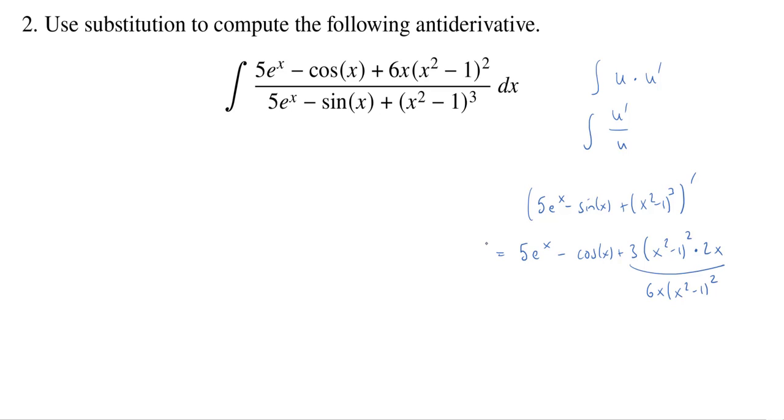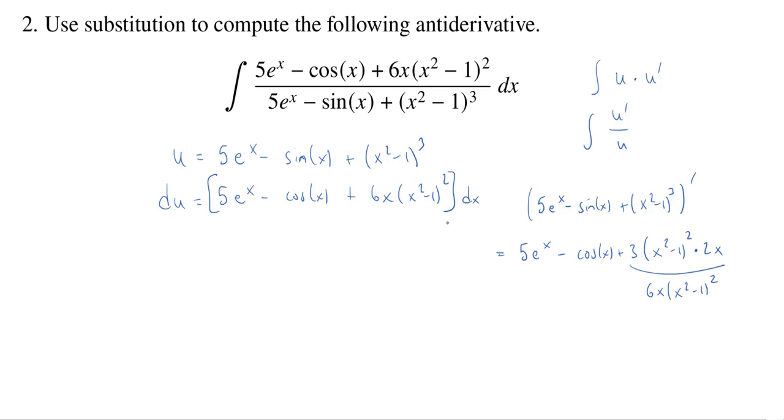And oh my goodness, how lucky did we get? 5e to the x minus cosine of x plus 6x times the quantity x squared minus 1 squared. So this tells us our substitution is going to be u equals 5e to the x minus sine of x plus the cube of x squared minus 1. Now remember, I'm taking the derivative and then I'll put the dx on the other side. So du is going to be 5e to the x minus cosine of x plus 6x times the square of x squared minus 1.